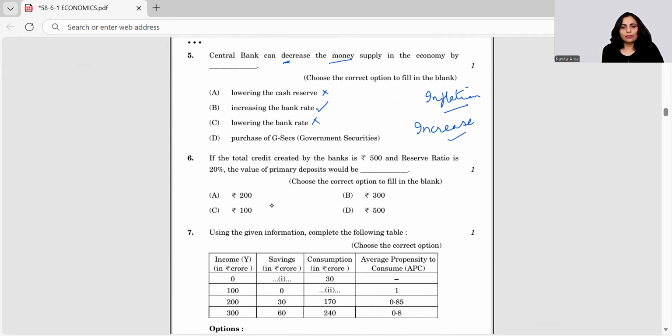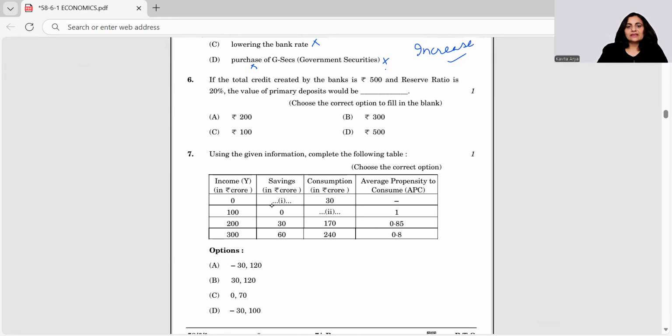Lowering the bank rate, no. And purchase of government securities, no. Sale. Why is purchase not the right answer? Because if the government or bank purchases something, as a result, the money goes back to the economy. But we want the money supply to be controlled, not increased. Hence, purchase is not correct here. So our answer is increasing the bank rate.